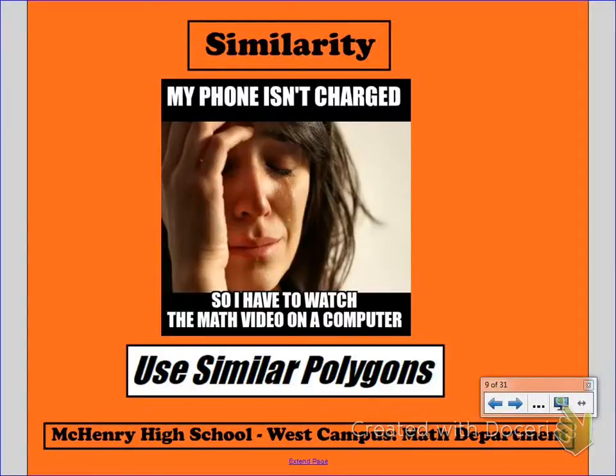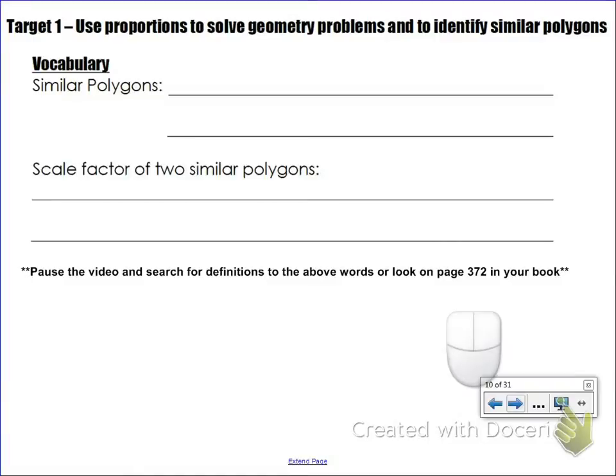All right, our next lesson in similarity will have to do with using similar polygons. So we're going to explore what makes polygons similar, and some properties of that. All right, let's go ahead and start with vocabulary. Two vocab: things that define similar polygons, and scale factor between two similar polygons.